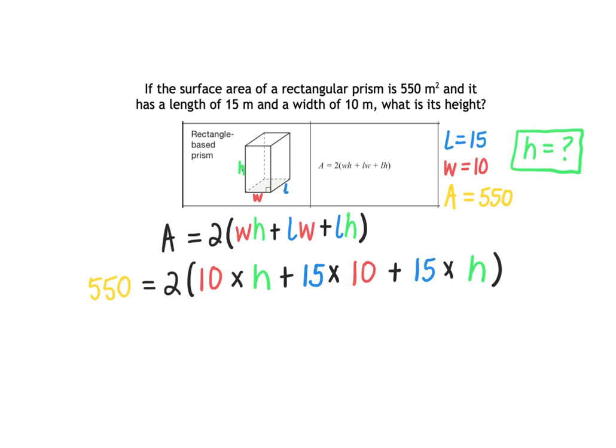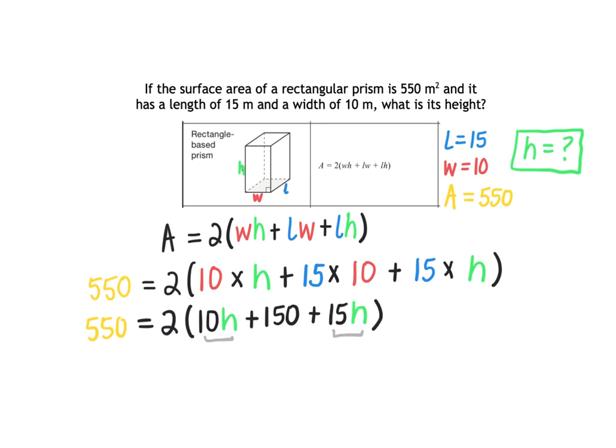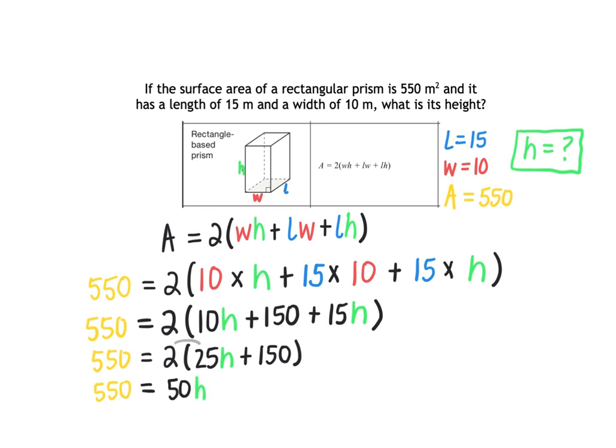So let's simplify what we can. Inside the brackets, we can do 10 times h and leave that as 10h. We can multiply the 15 times the 10, make that 150, and we can multiply the 15 times h to make that 15h. And now we have some like terms that we can collect. The 10h plus the 15h will give us 25h. Now we can use the distributive property to distribute the 2 into the set of brackets. So we'll have 2 times 25h, or 50h, plus 2 times 150, or 300.